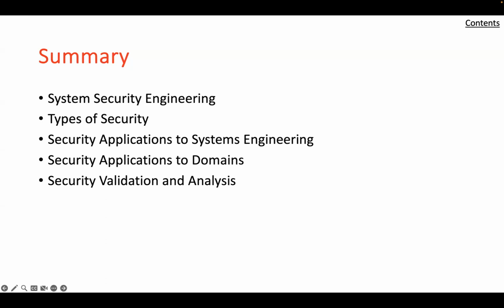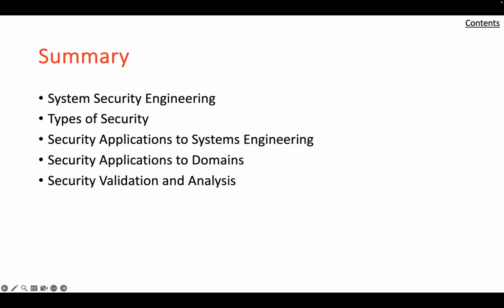We discussed security applications to domains. SSE engineers can apply their security approach to different domains. Some of these may have common artifacts and needs for security, and some may have unique security requirements. Some types of domains that could be applicable are defense and security, transportation, agricultural, critical infrastructure, and other domains that rely on secure means of communication and interactions to succeed.